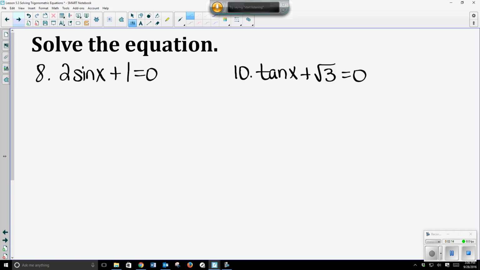Next, we'll solve the equation. So to solve the equation, you want to isolate the variable. So we have, on number 8 here, we want to subtract 1 from both sides. So 2 sine of x is equal to -1, divide by 2. Sine of x is equal to -1/2. And you can solve that for x.